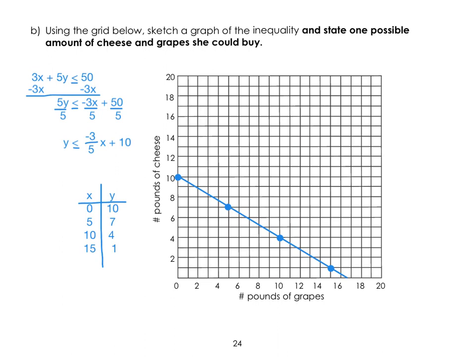So remember, we always go back to the original for our test point. So off to the side over here, I just wrote TP for test point 0, 0. Then, using the original, the 3x plus 5y is less than or equal to 50, I plugged in a 0 for my x using that test point, and a 0 for the y from my test point. 3 times 0 is 0, plus 5 times 0 is 0, 0 plus 0 is 0.